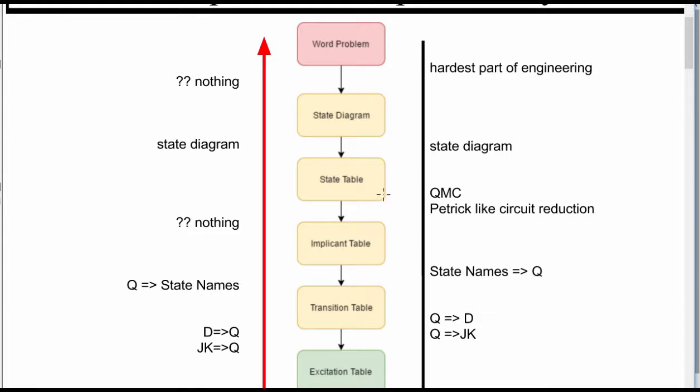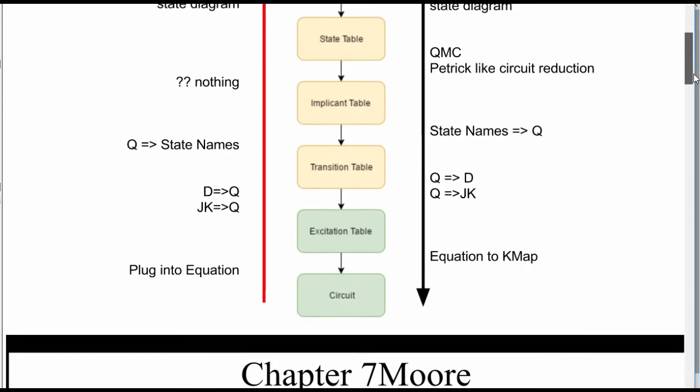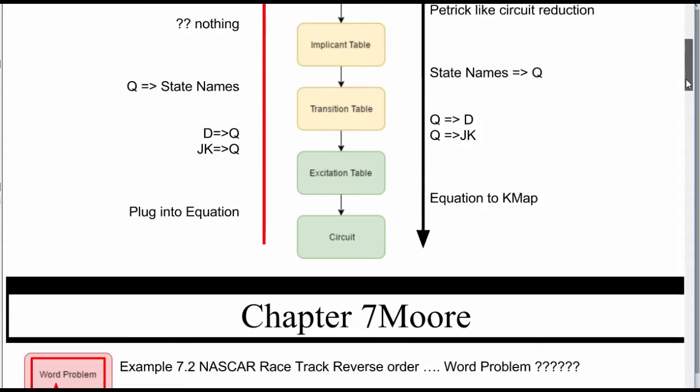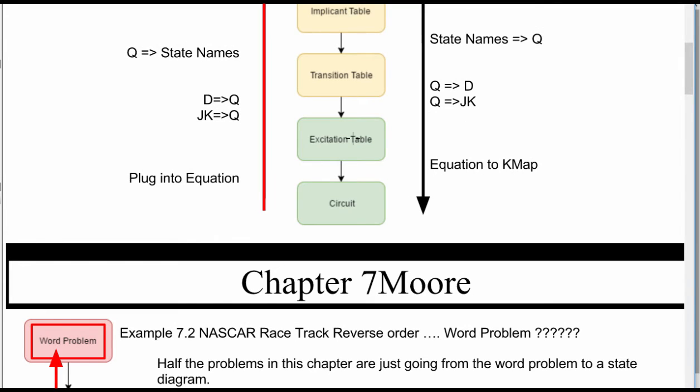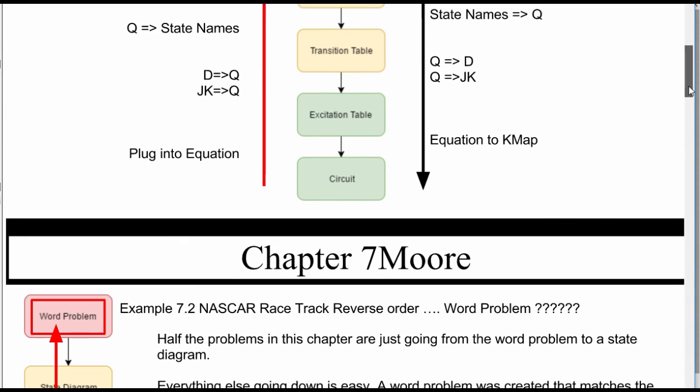Once you get a state table, you've got to go through something like the Quine-McCluskey method, and then a Petrick-like circuit reduction to get to a reduced state table. This is called the implicant table. And once you get to the implicant table, then it's just a ball rolling down the hill. You go from the state names to queues, and go from the queues to the flip-flops, and then go from the flip-flops to the K-map, and from the K-map to the circuit.